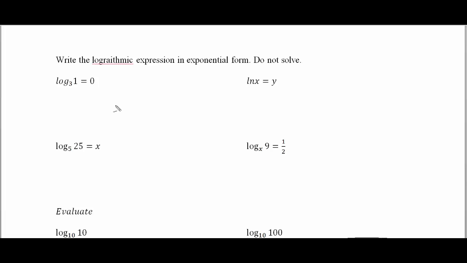So here my base is 3, my power or stage is going to be 0, and the result is 1, which actually shows that anything to the 0 power is 1.